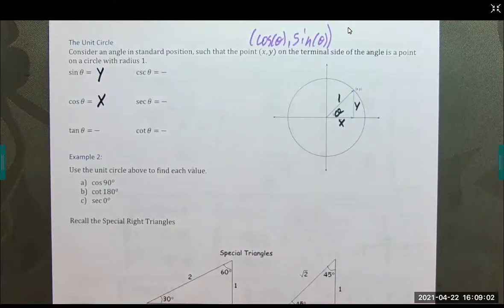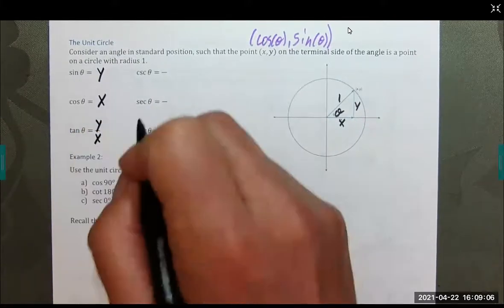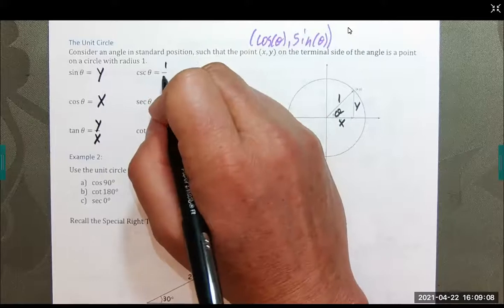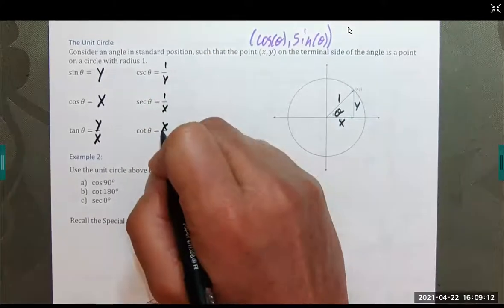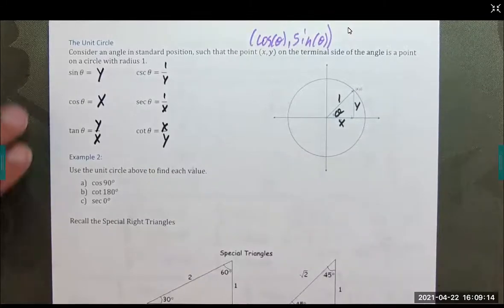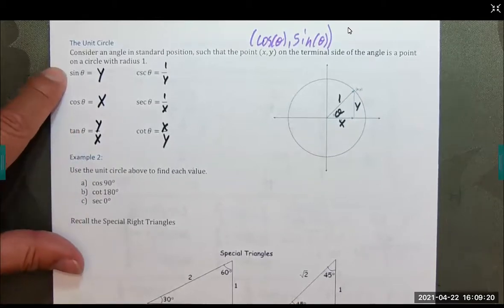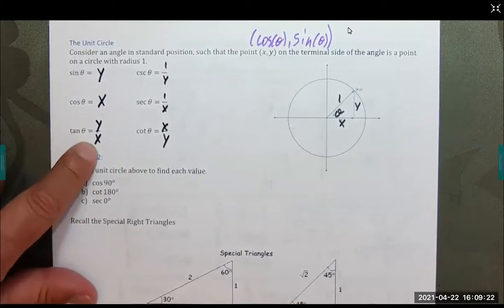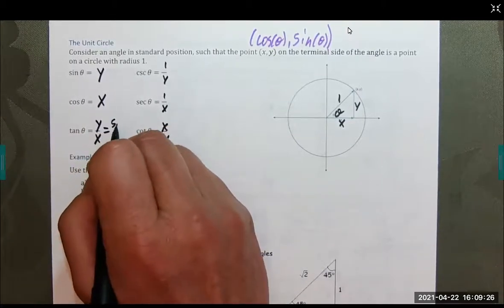Tangent is the same, y over x. The reciprocals, 1 over y, 1 over x, and x over y. But the big ones are the sine and the cosine. And you can see tangent theta is sine over cosine. You see that? Y over x. And later, we'll use that a lot more.